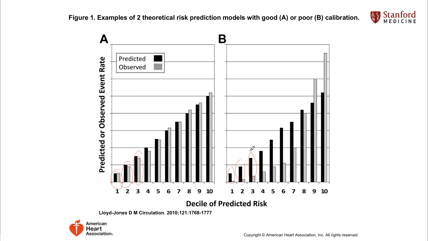But only graph A shows good calibration. In graph A, let's say this bar here is a 25% predicted or observed event rate. Well, the predicted rate, the black bar here, had a 25% risk of disease, and in fact, observed was just a little bit above that, maybe 26%. So good calibration, those are very close. Over here, however, the predicted risk was something like 26%, but the observed risk was much higher, maybe 33%. So a much bigger difference between observed and predicted means the calibration is not as good.